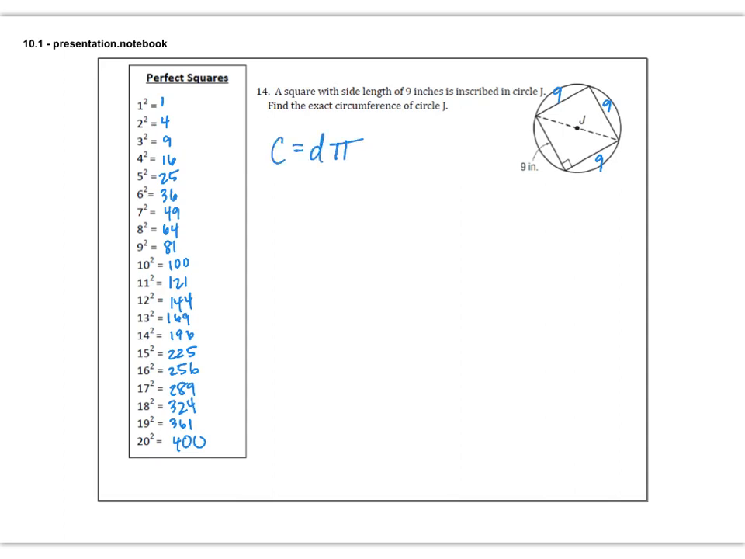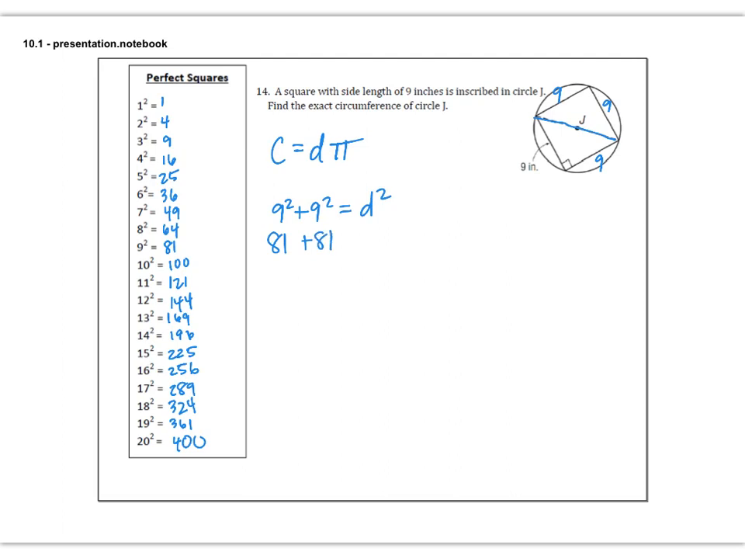Circumference is diameter times pi. We need this diameter. Some of you might see that we can do Pythagorean theorem. We could do 9 squared plus 9 squared equals diameter squared.